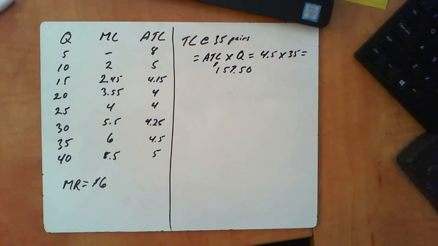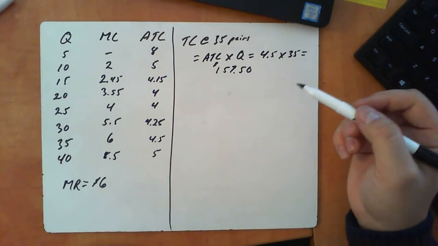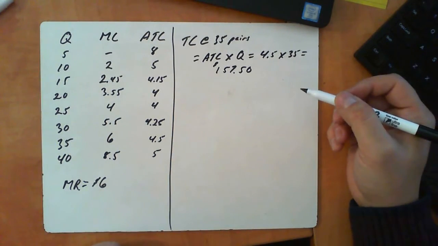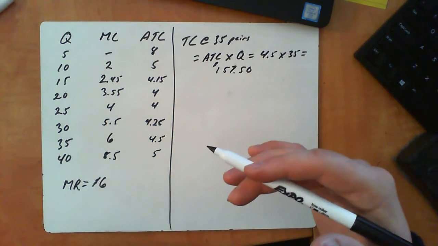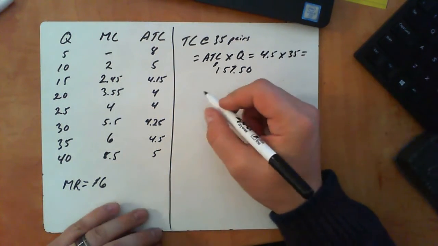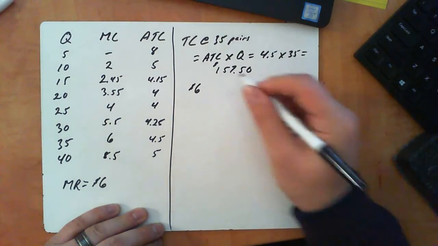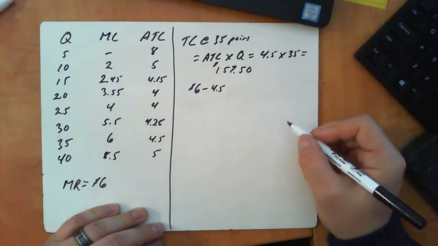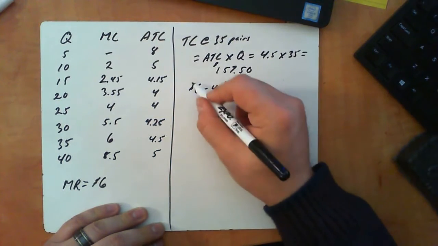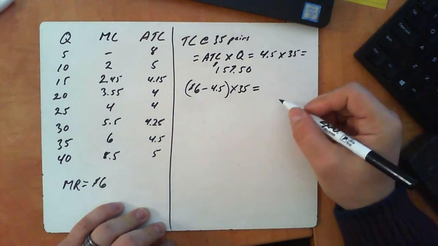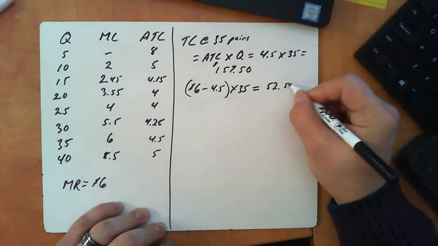Given that it produces a quantity of 35 pairs of earbuds, its profit is the $6 minus the $4.50 times 35 pairs. All right, so the weekly profit would then be the $6 in marginal revenue minus the $4.50 in costs times the number of pairs sold, which is equal to 35 pairs, and that equals $52.50.